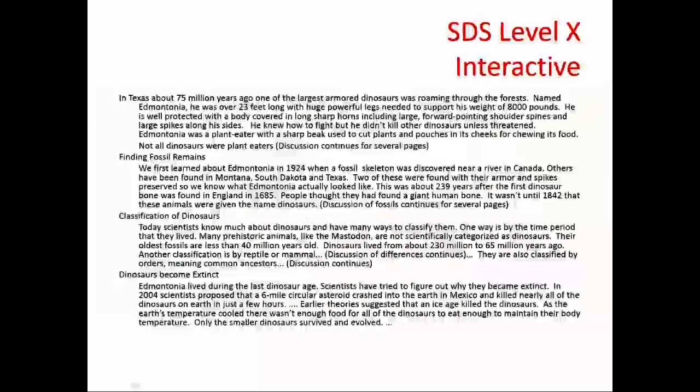And finally, the interactive. In Texas, about 75 million years ago, one of the largest armored dinosaurs was roaming through the forest, named Adamantia. He was over 23 feet long with huge, powerful legs needed to support his 8,000 pounds. He is well protected with body covering along with long, sharp horns, including large, forward-pointing shoulder spines and large spikes on his sides. He knew how to fight, but he didn't kill other dinosaurs unless they were threatened. Adamantia was a plant eater with a sharp beak used to cut plants and pouches in his cheek for food. Not all dinosaurs were plant eaters, and then this discussion continues for several pages.